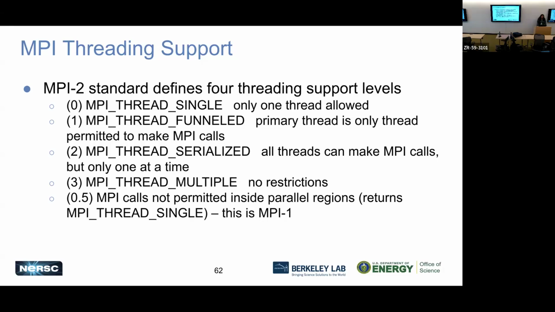And then the last one is MPI_THREAD_MULTIPLE. There are no restrictions. You can do what you want, as my stepmom says. But yeah, that can be dangerous, so I'm just letting you know. And if you don't use the MPI 2 standard, if you're just still on MPI 1, then you just can't do MPI calls inside parallel regions, which is the equivalent of MPI_THREAD_SINGLE.